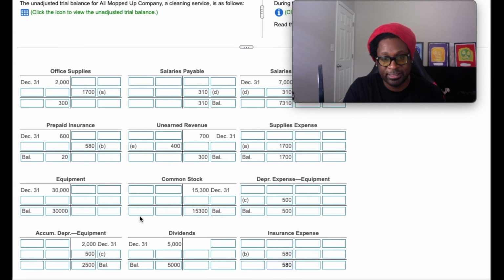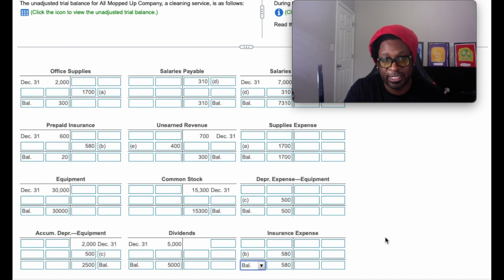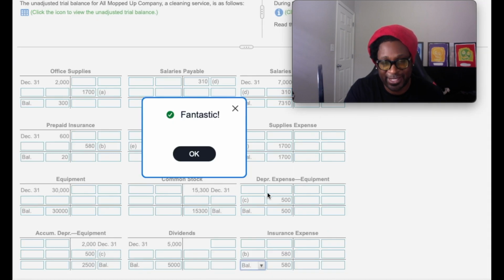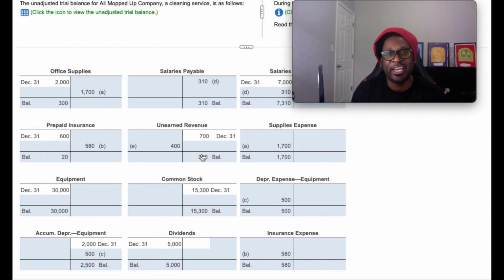And last but not least, we had to adjust our insurance expense amount because some prepaid insurance had been used by $580. We're going to check the answer. Fantastic. So there you have it, gang. A quick, easy illustration of how to properly adjust the transactions based on the unadjusted trial balance as well as post to the ledger.